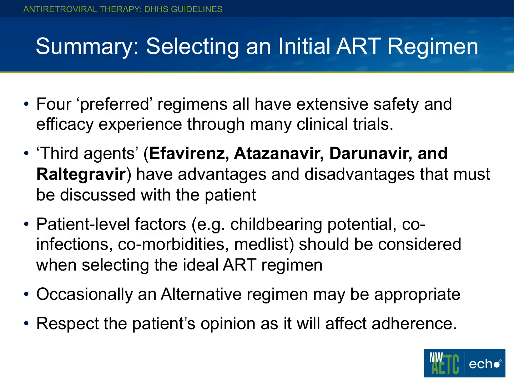Patient-level factors such as childbearing potential, co-infections, comorbidities, and other meds should be considered when selecting the ideal ART regimen. Occasionally, an alternative regimen may be appropriate in certain circumstances, and of course, respecting the patient's opinion and involving them in the decision-making is really, in my opinion, going to probably affect adherence when they feel involved in the process.